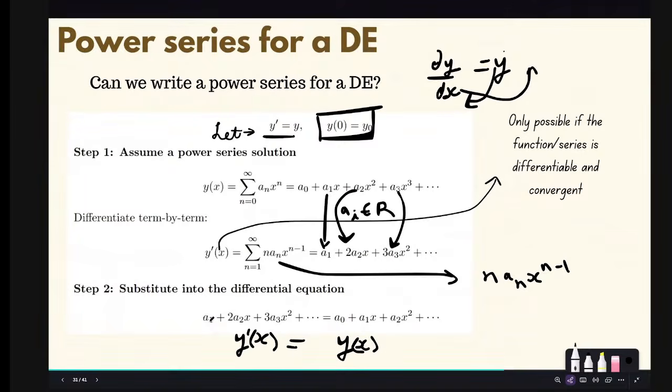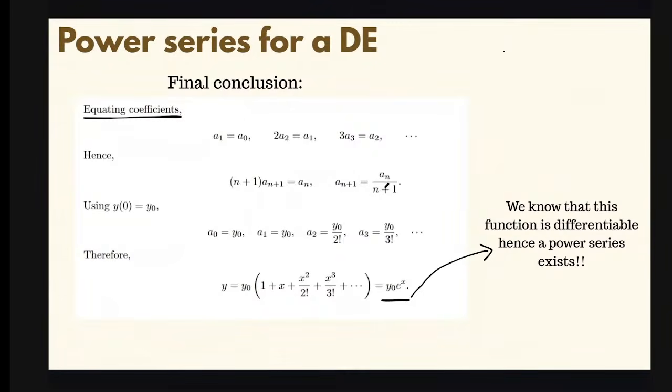What do you get? Think about it. You get a1 equal to a naught, 2a2 equal to a1, 3a3 equal to a2. So what is the general type of answer that you're getting? (n plus 1) times a(n+1) is equal to an, and a(n+1) equals an by (n plus 1).